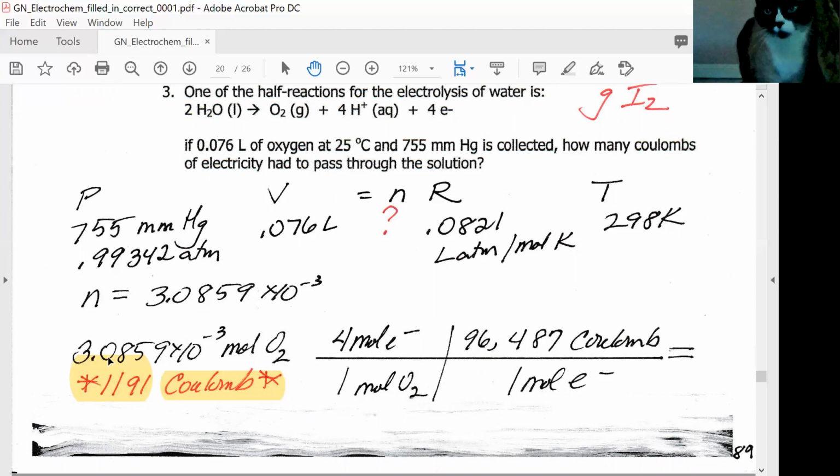So we're going to take those moles and convert the moles of oxygen to moles of electrons, because we have that 4 up here. So 1 oxygen is 4 electrons. And then 1 mole of electrons is 96,486 coulombs, Faraday's constant. And so here's your final answer.